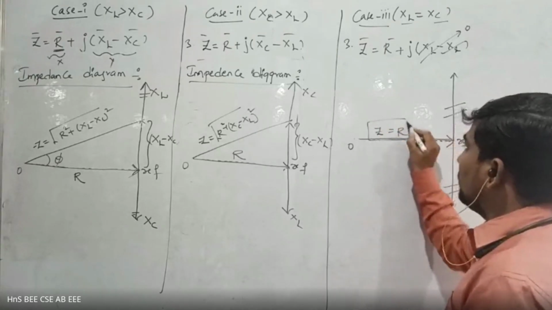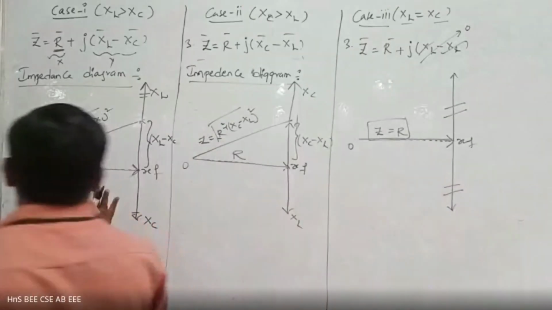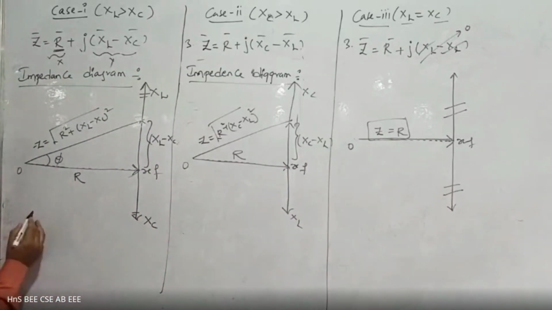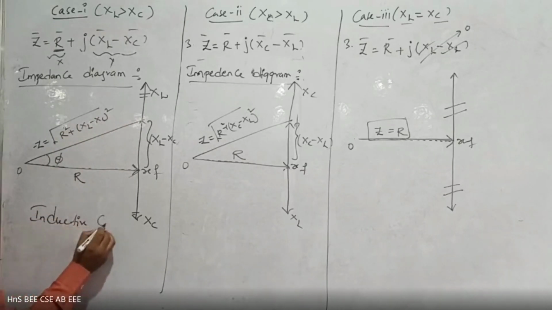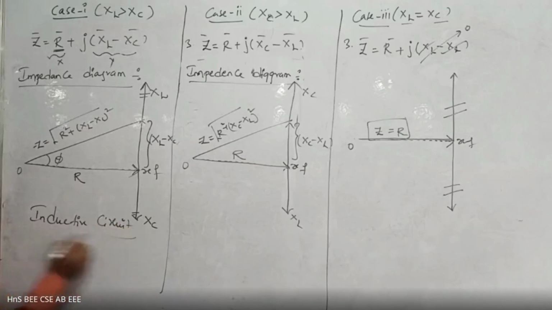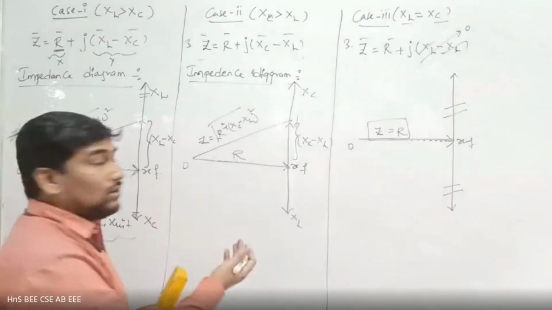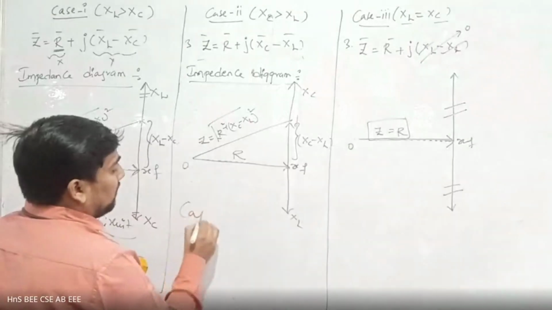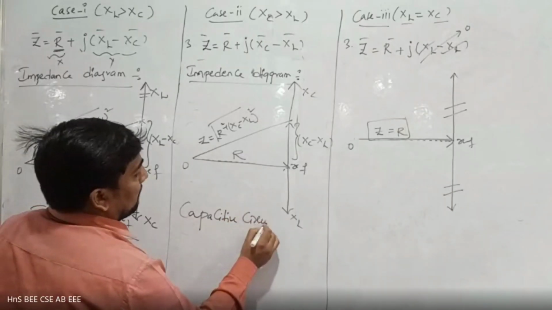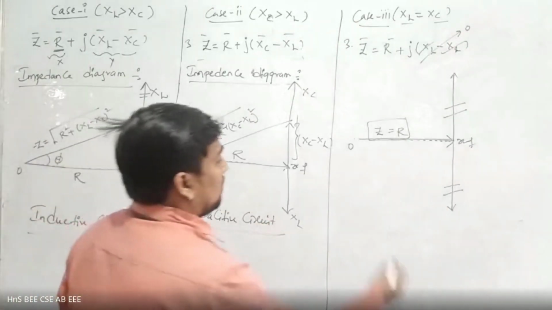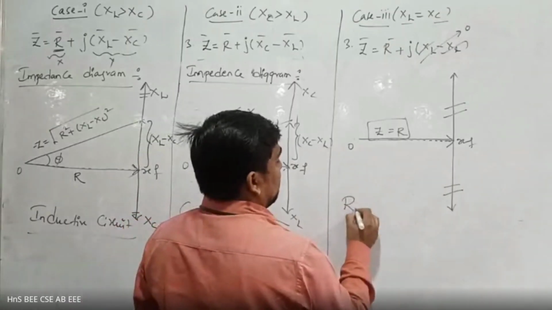Sir, which is the leading position in case number 1? The inductor is the leading one. If the inductor is leading, this type of circuit is called an inductive circuit. In our case number 2, which is the higher value? The capacitor is the higher value. So this is called a capacitive circuit. And the third one is called a resistive circuit.